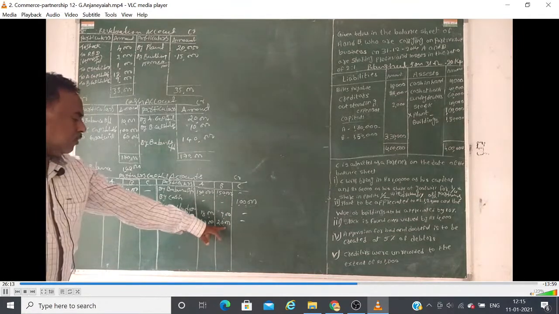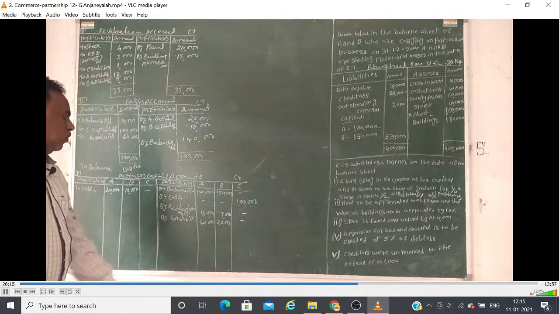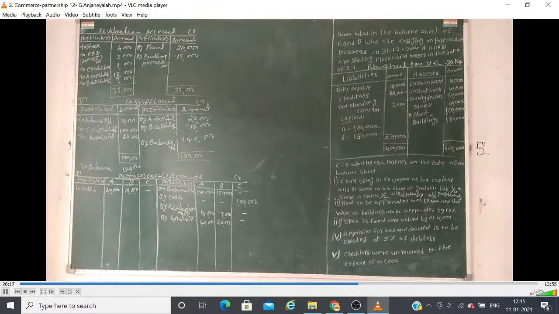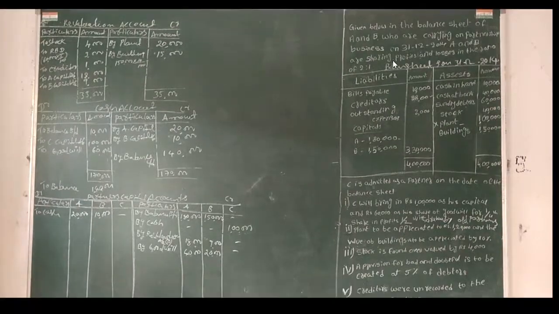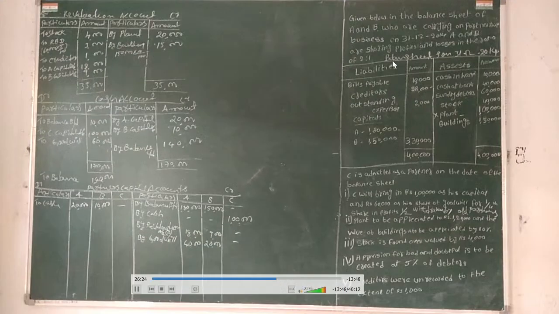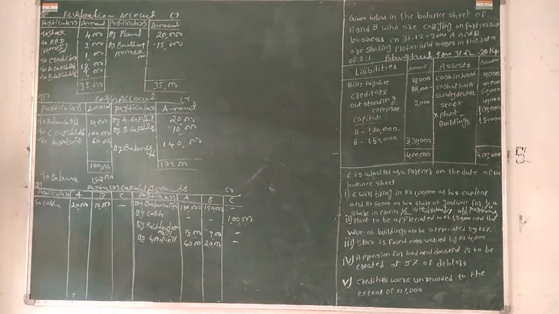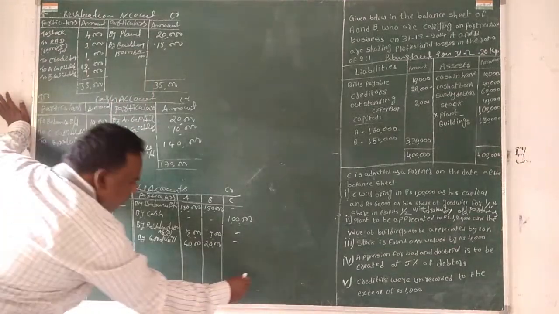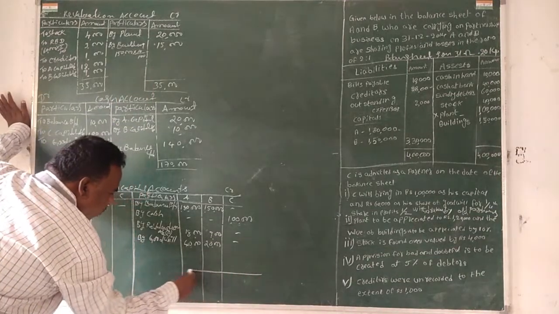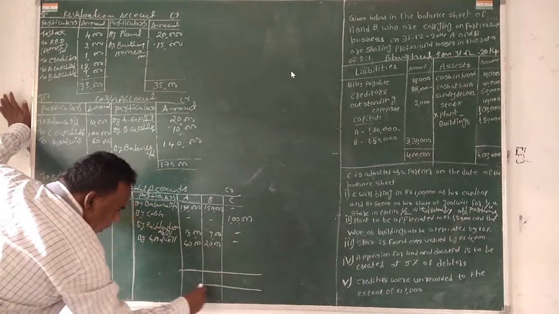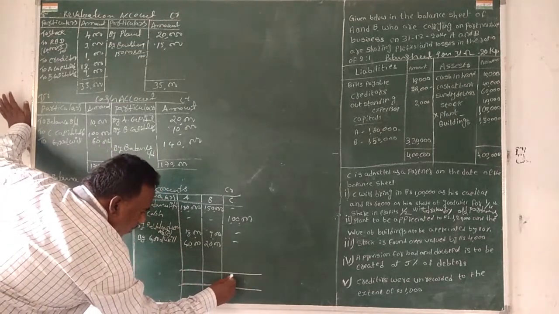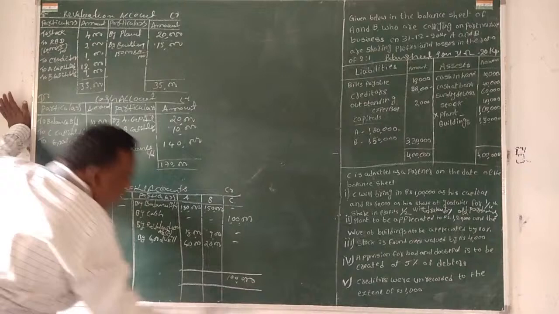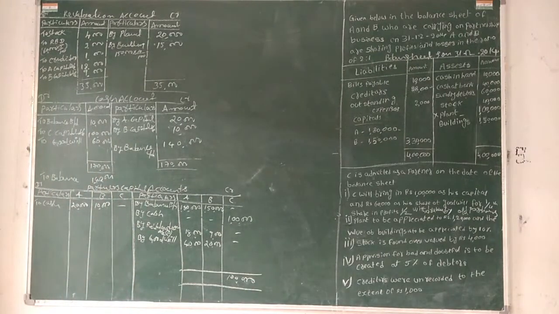2,38,000. A 1,79,000. B 1 lakh. C. So credit balance of A is 2,38,000, whereas debit balance of A is 20,000. So 2,38,000 minus 20,000 is equal to 2,18,000.